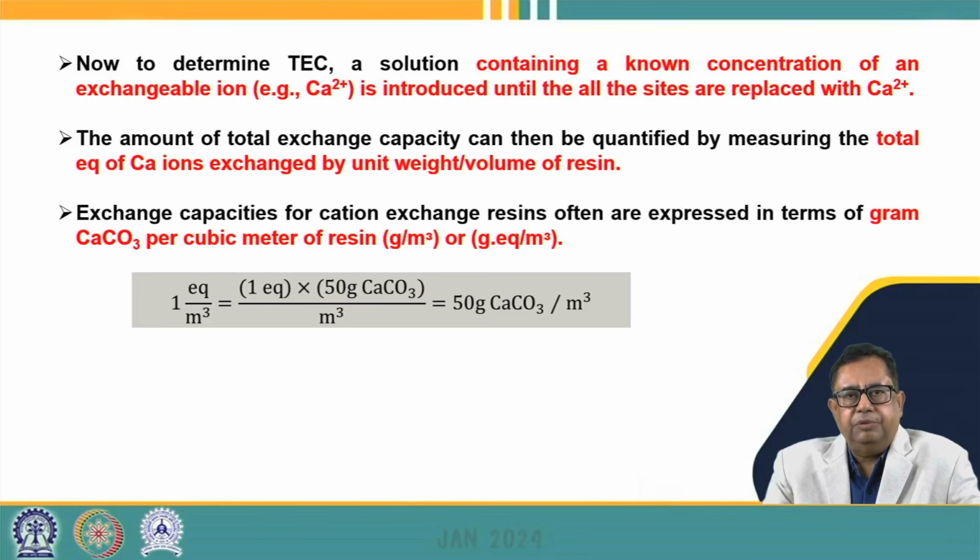Now, exchange capacity can also be defined in terms of gram calcium carbonate per cubic meter of resin. That is, 1 equivalent per cubic meter is equal to 50 grams of calcium carbonate per cubic meter, because we know that the equivalent weight of calcium carbonate is 50 grams. So 1 equivalent per cubic meter may also be represented as 50 grams of calcium carbonate per cubic meter.